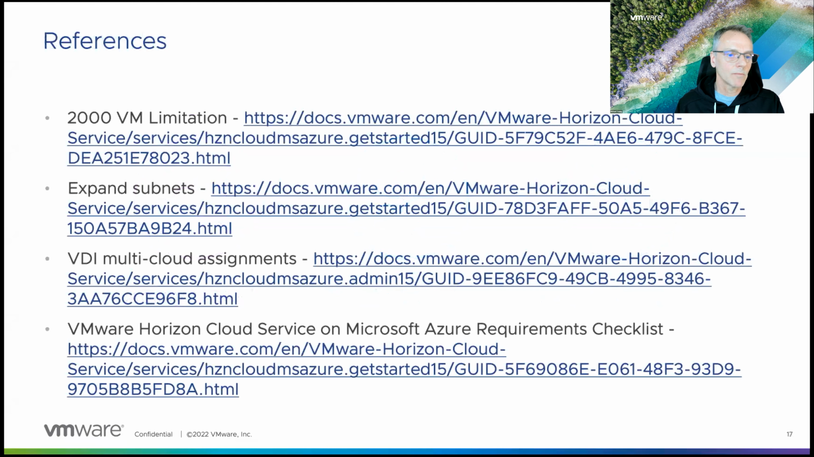And finally, what I've done is I've put some key reference points in here to really direct you to where you need to have a look at in terms of why you would have a 2000 VM limit, why we don't expand subnets, multi-cloud assignments, how you use them, how best to set them up, what are the limitations when you do that, and how you can get around them.